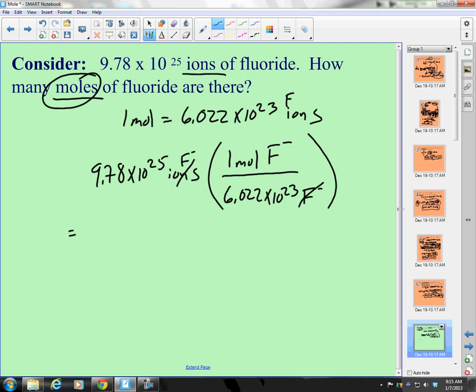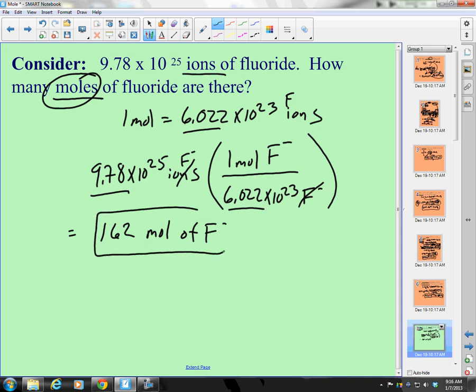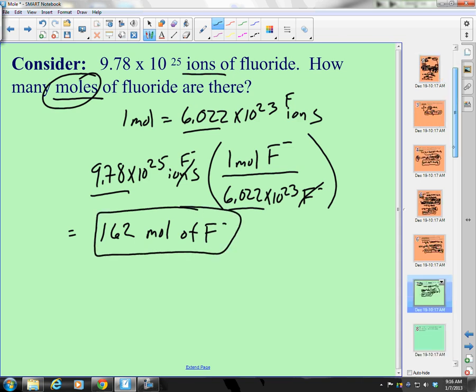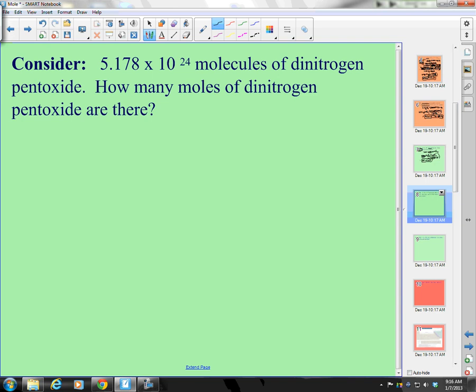So that's the way I do it. Here we go. 9.78 times 10 to the 25th divided by 6.022 times 10 to the 23rd. And I get 162. 3 sig figs. So let's see, I have 4 sig figs here, and I have 3 there. I can only have 3 here. So my answer is 162 what? Moles of fluoride. Woohoo! There we go. Cool. All right, you guys give this one a shot. Bring me back when you're ready.